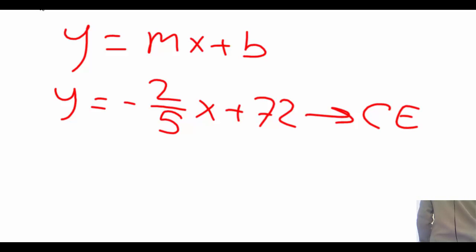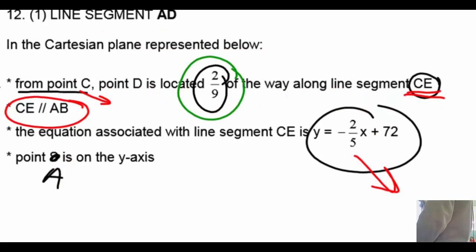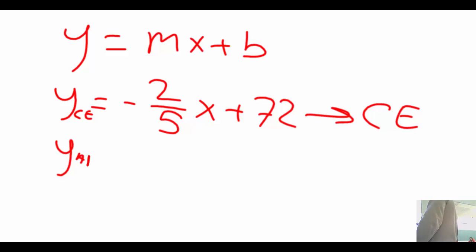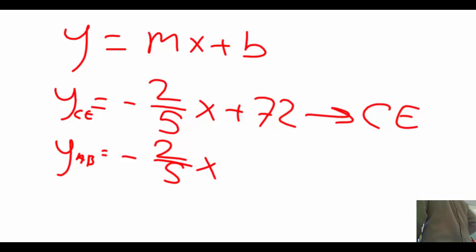And now, because they are parallel, if I keep the slope the same, I know they will be parallel for sure. So, y CE is this, and now I'm going to do y AB, which is minus 2 divided by 5x. I'm going to keep that the same. Next, what I'm going to write down, I have no idea. I'm going to call this plus b, because I don't know what number goes there.